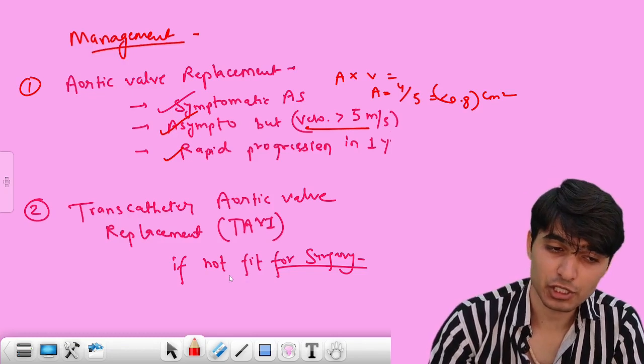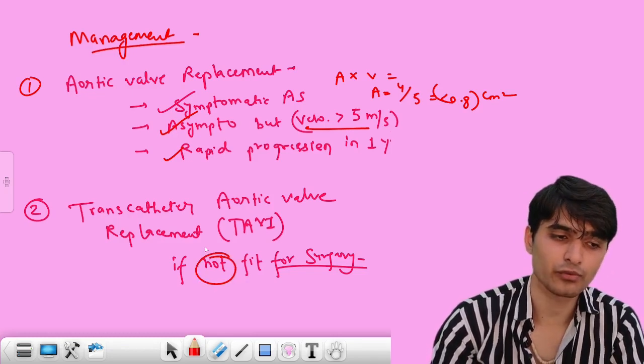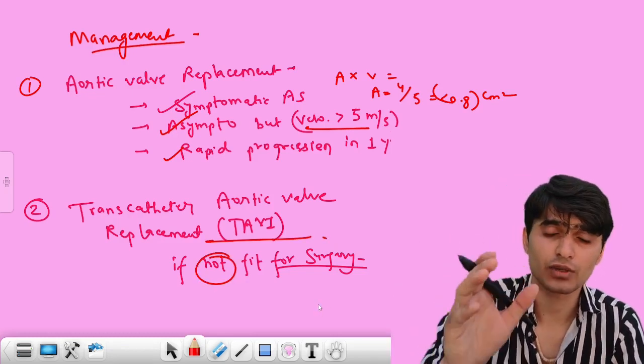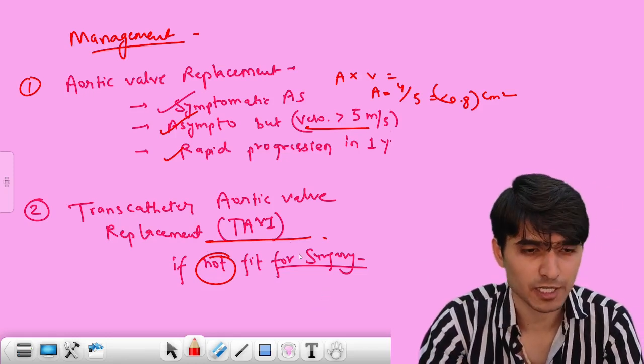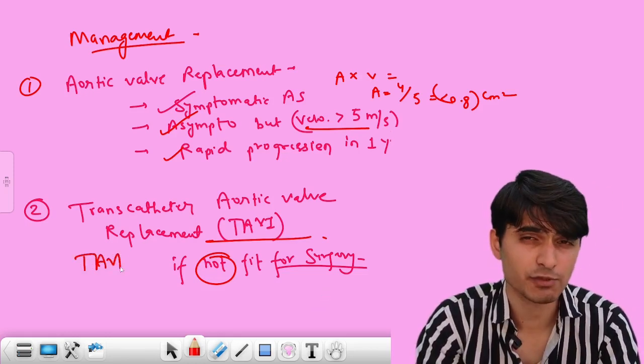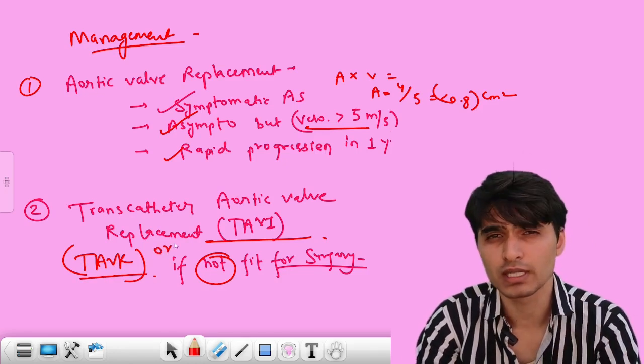And if the patient is not fit for surgery, we can go for TAVI, that is basically transcatheter aortic valve replacement. So guys, this is it with respect to aortic stenosis.